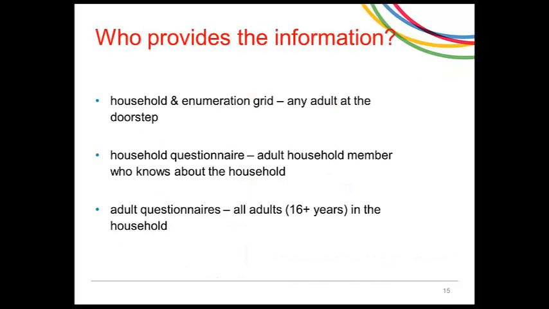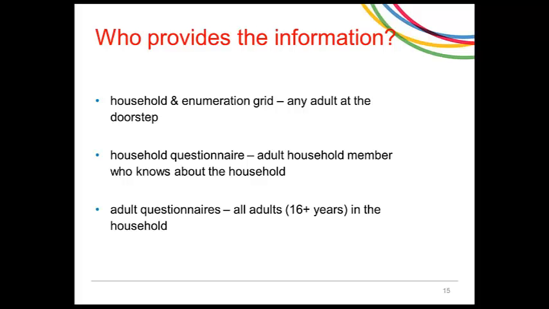The next question is, who provides all this different information? First, any adult who answers the door is asked about who lives in the household, their names, and some basic information such as age, sex, marital status, etc. This is noted down in the household and enumeration grid. Once we know who lives in the household, we find out who knows about the household.